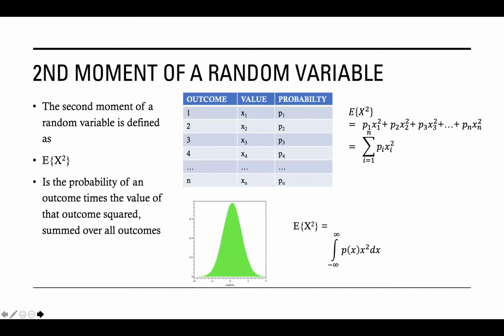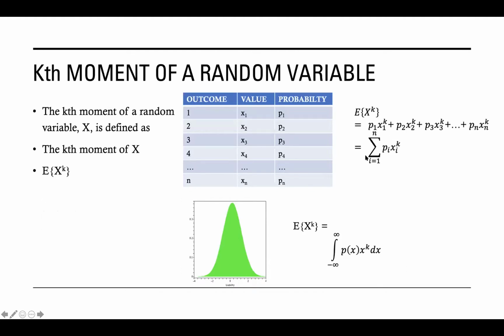The second moment of a random variable. The second moment of a random variable is simply defined as the expectation of x squared. And it's the probability of an outcome times the value of that outcome squared, summed over all outcomes. The first moment, the expectation of x, is p1 times x1 plus p2 times x2, summed over all values.